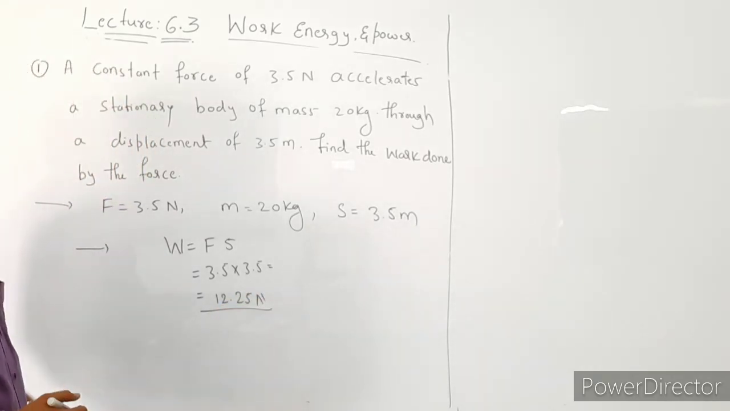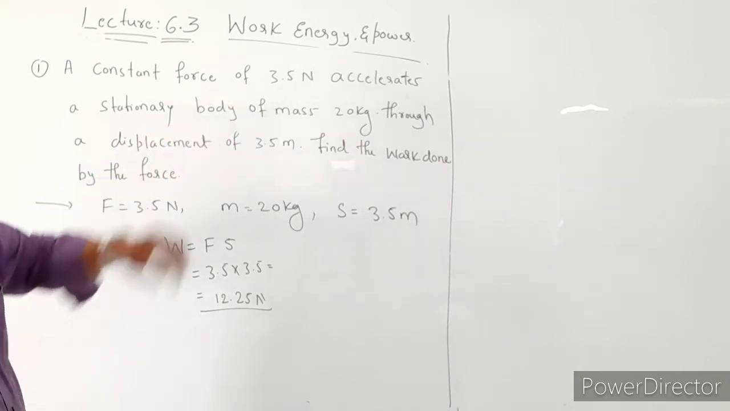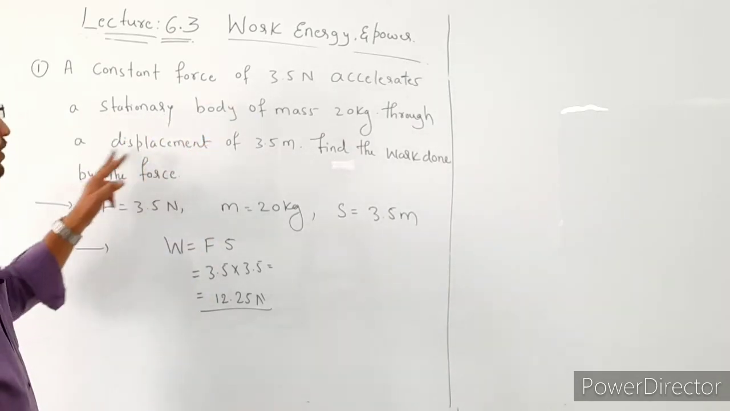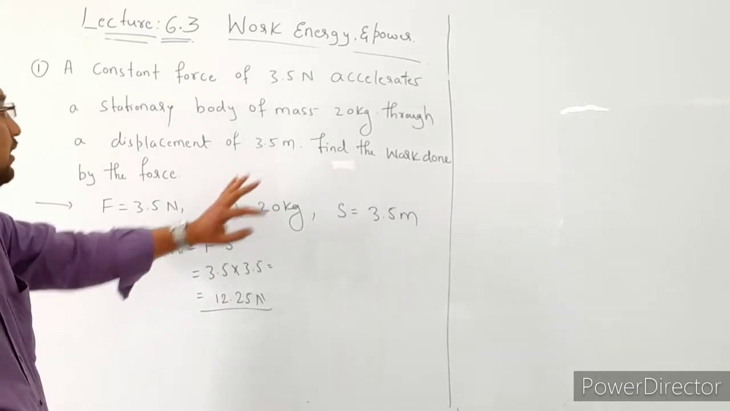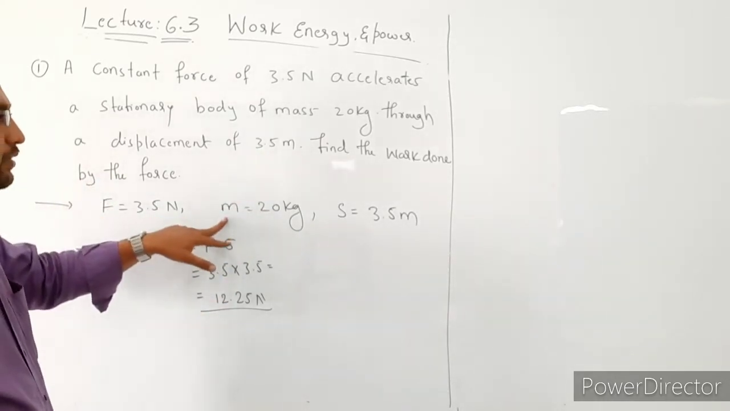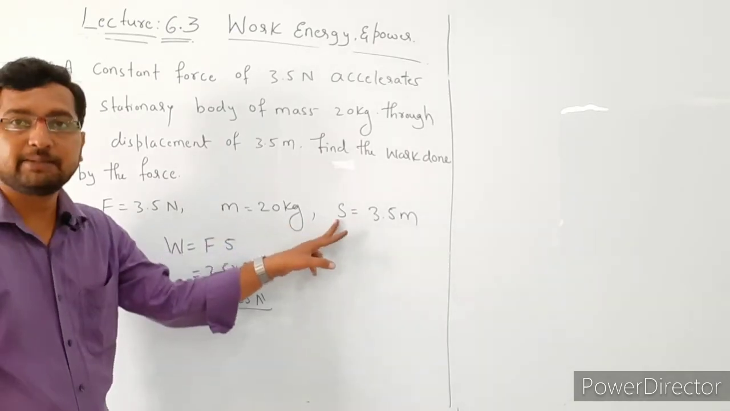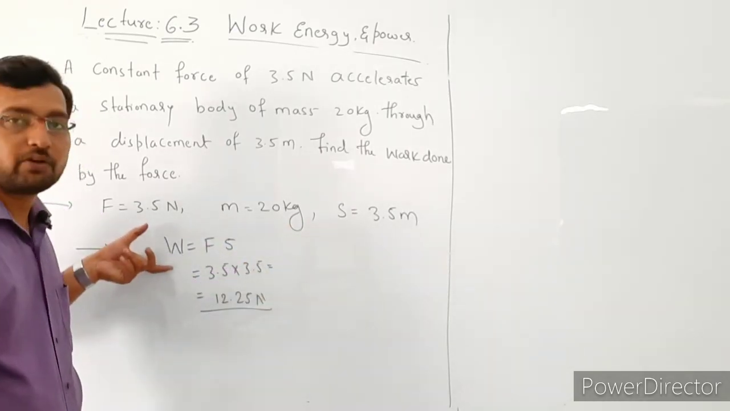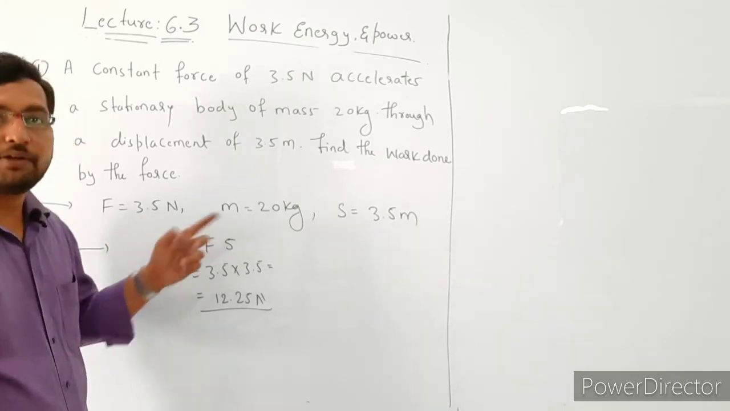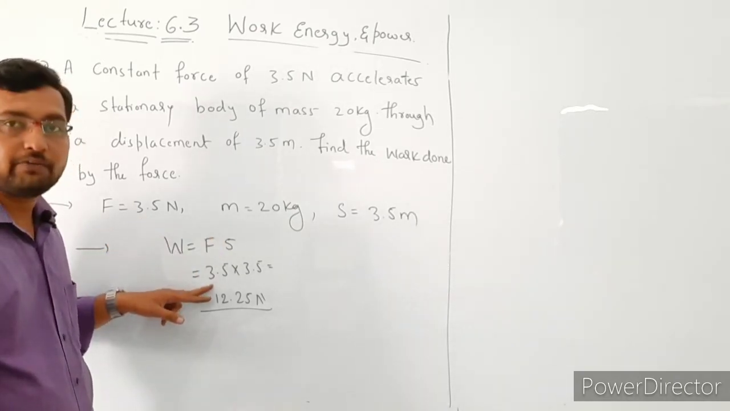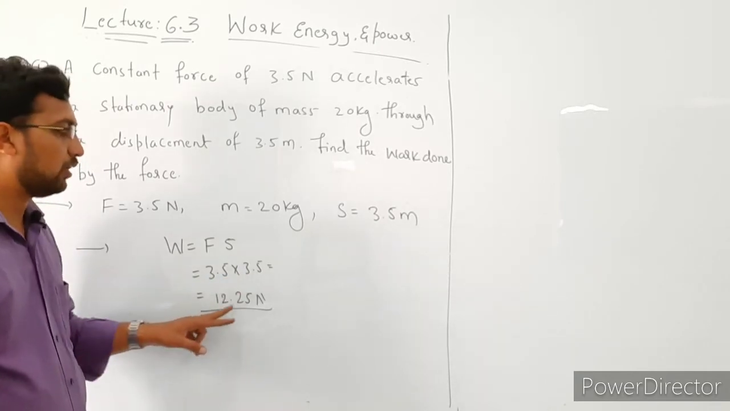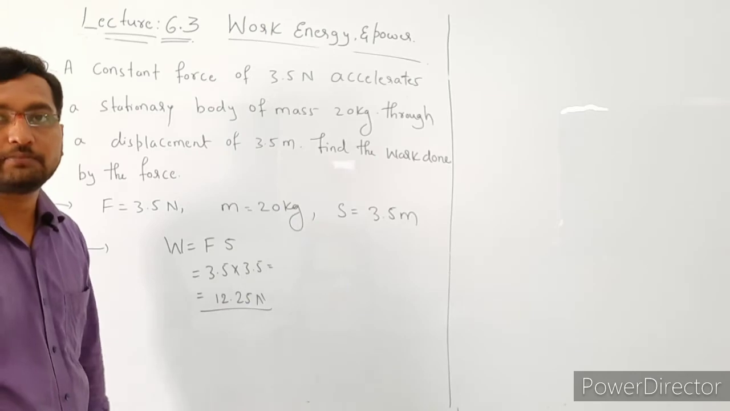In this problem they are given a constant force of 3.5 Newton accelerating a stationary body of mass 20 kg through a displacement of 3.5 meter. Find the work done by the force. Here force is 3.5, mass is 20 kg and displacement is 3.5. We already know that work done is the product of force and displacement. W is equal to F into S. Here force value is 3.5 and the displacement is also 3.5, that is equal to 12.25 Newton.